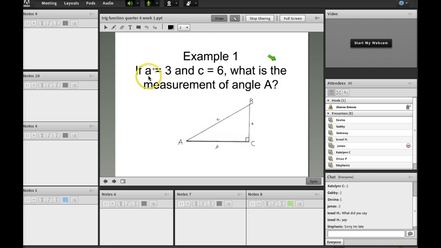All right, so example 1. Side A over here is equal to 3. Side C, so this would be the hypotenuse, is 6. So we want the measurement of angle A.